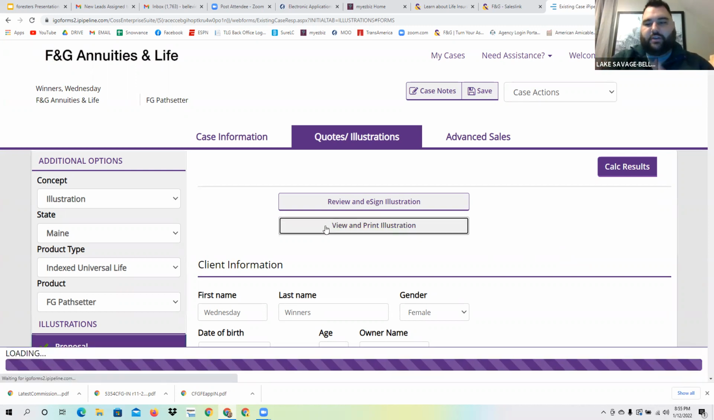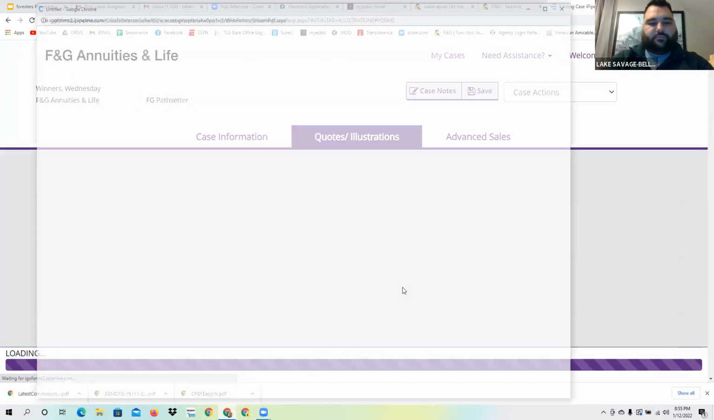One thing I do want to show you, you get paid off the target premium. So the target premium is just the cost of insurance. So let me pull that up. Cost of insurance plus a little extra.